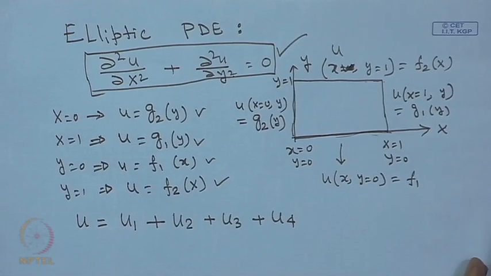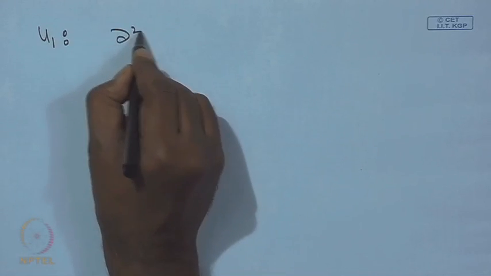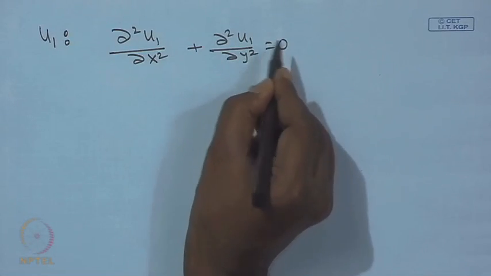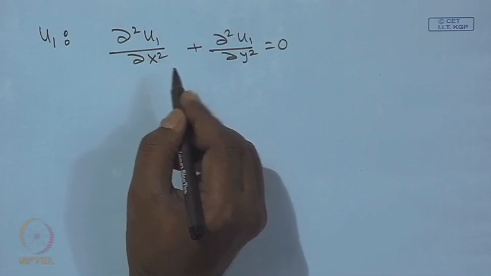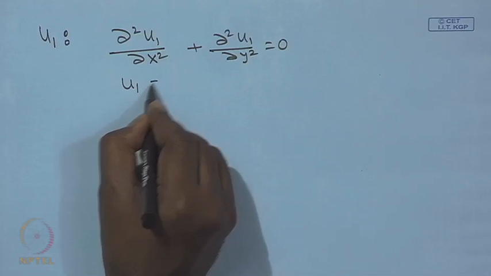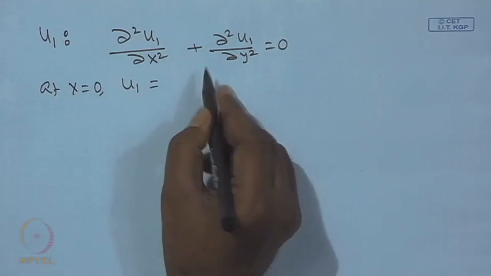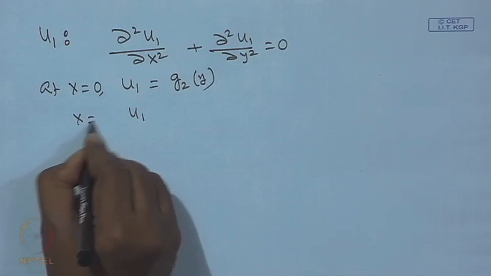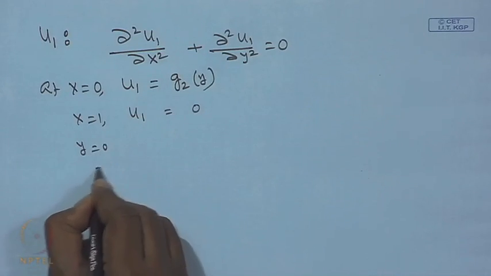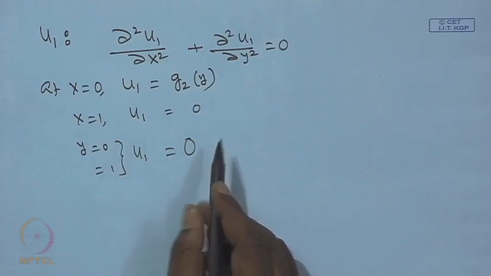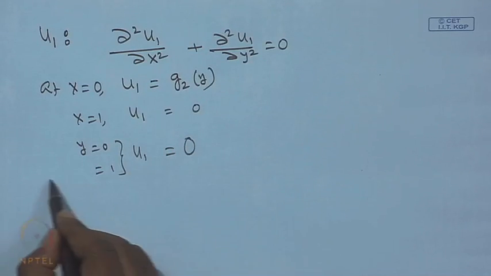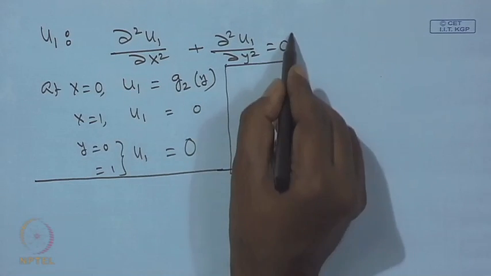And we construct the governing equation of each sub problem. Okay. For u1 it will be del square u1 del x square plus del square u1 del y square is equal to 0, and we put u1 equal to g2 y at x equal to 0, u1 equal to 0 at x equal to 1, and at y equal to 0 and 1, we put u1 equal to 0. So, we are keeping only one non-homogeneity at a time, forcing the other 3 non-homogeneities to be 0. That gives the construction of the governing equation of the first sub problem.